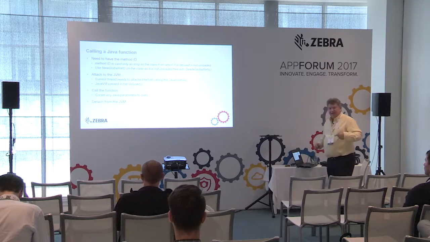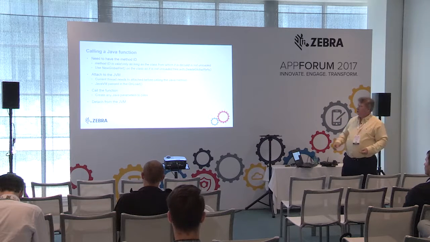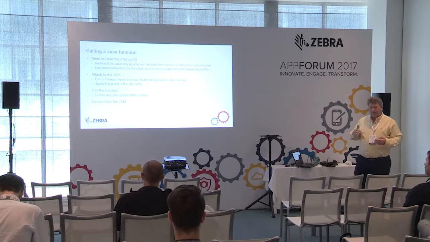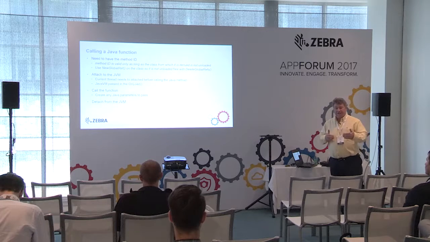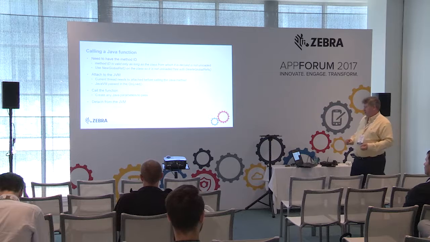So what you do, assuming you've got the method ID, you attach the JVM, okay? So you might need to attach the thread to the JVM if it's not already attached. You then call the function and then detach the thread from the JVM if you weren't already attached. Okay, that's quite important, that.